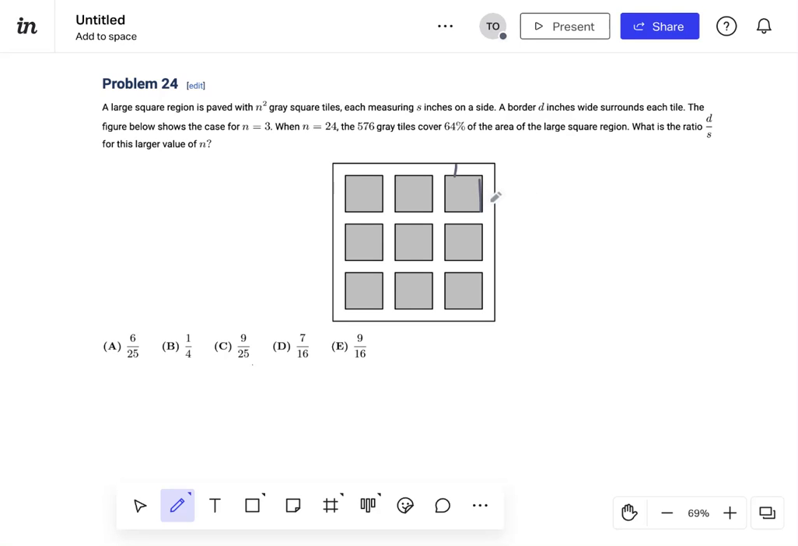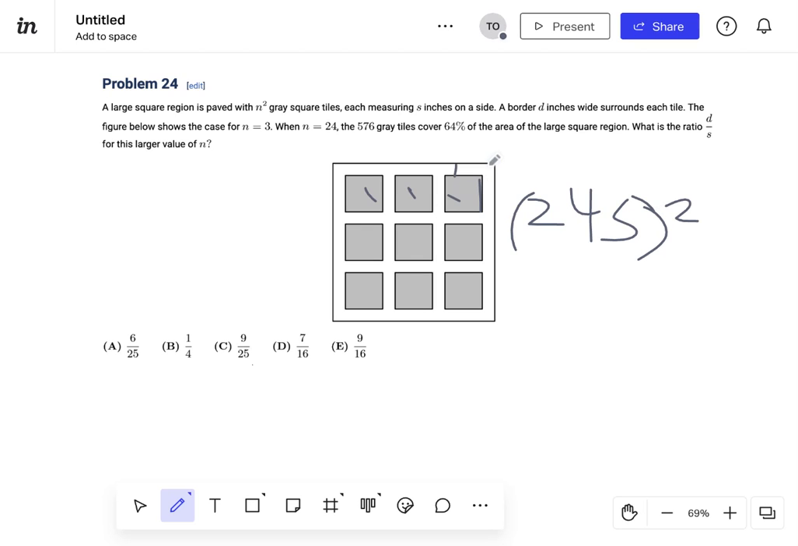576 tiles, right? Okay, what's the total area of the gray shaded area? It's just 24 squared times s squared, right? Which is (24s) squared, basically. The 24s is in parentheses, just so you should know.